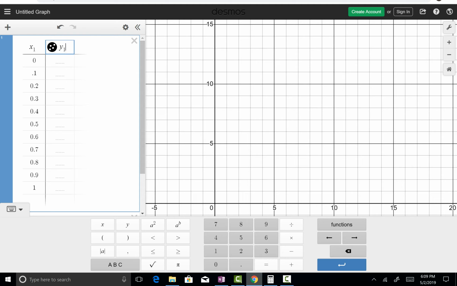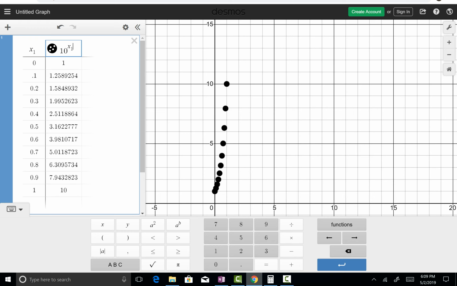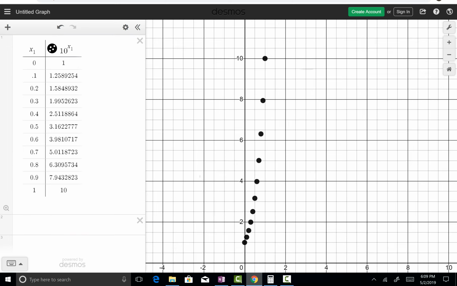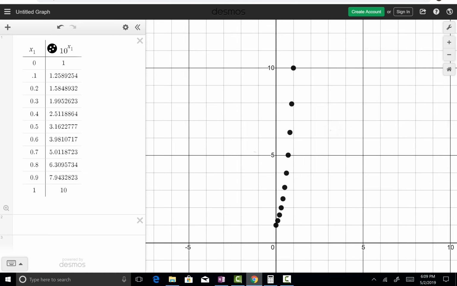Then for my y values, once I have 0 to 1 by 0.1s, I'm going to come up here to the top. I don't want the y1 there, so I'm going to delete that and put 10 to the x1. So I'm just going to type x and 1. It knows that it's a subscript over on the other side, so it relates that. That gives me this nice graph here. It's kind of what I want.